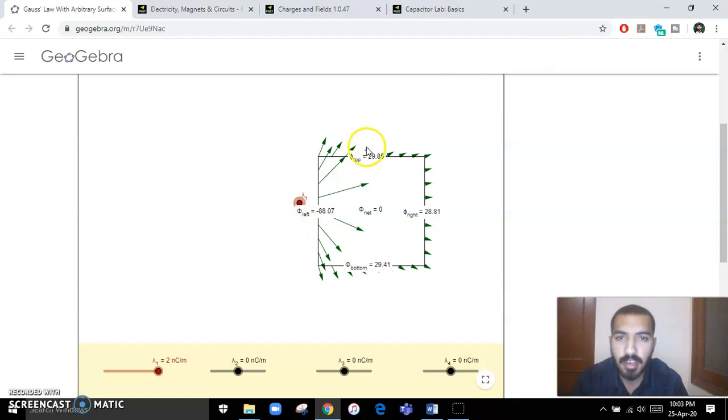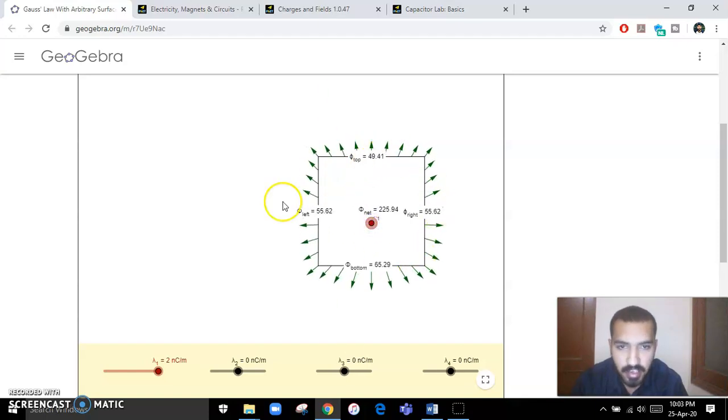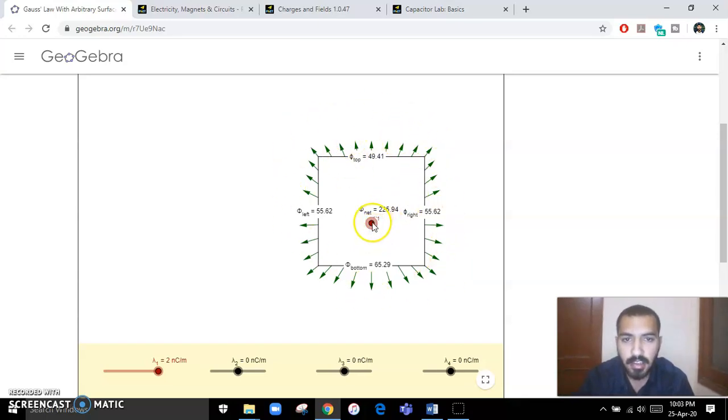getting outward from this charge. And when I move this charge inside the surface, you can see these arrows showing that the electric field coming outward from this charge is passing through this surface area, this surface area, this surface area and this surface area. All four areas, my electric field is passing through all four areas.